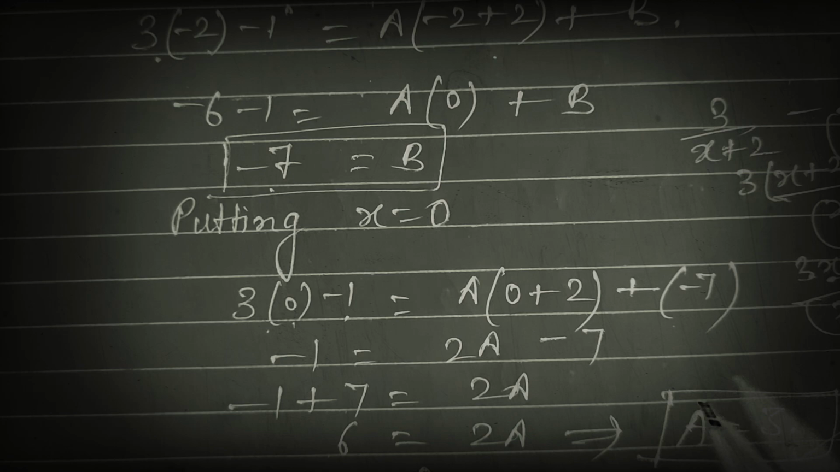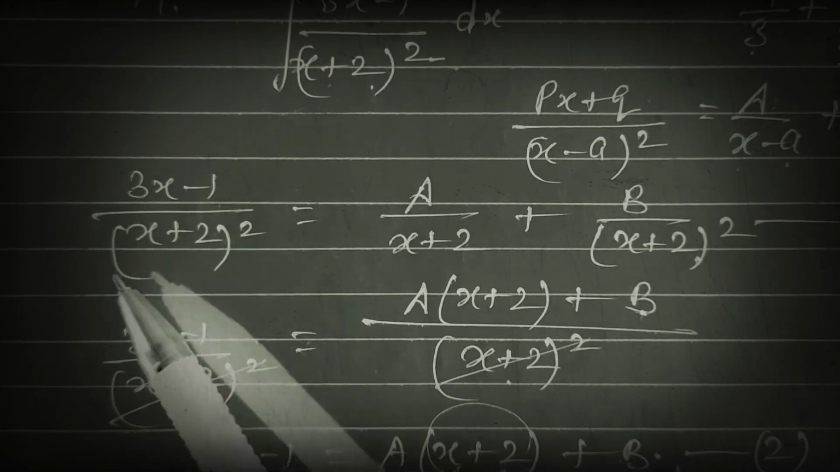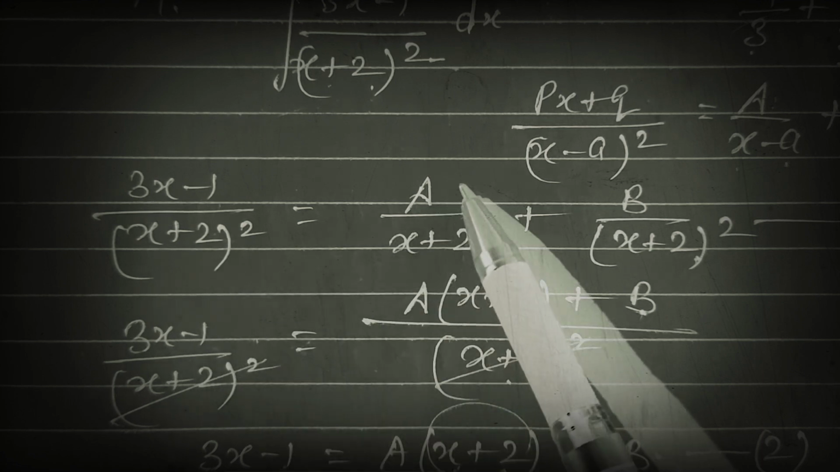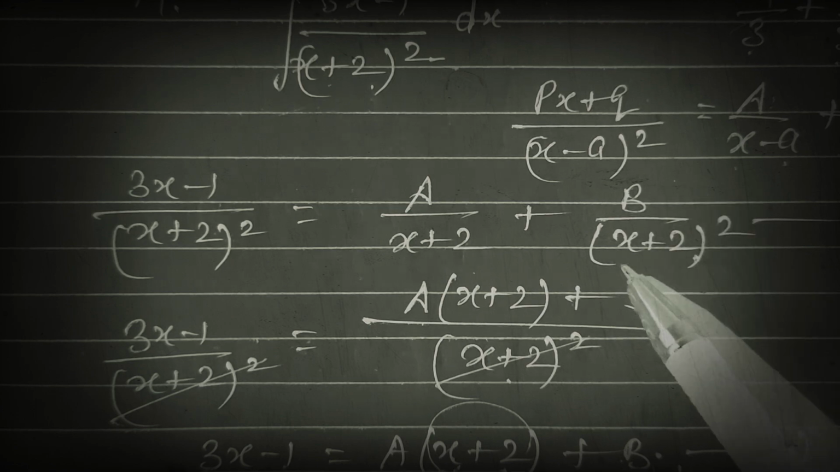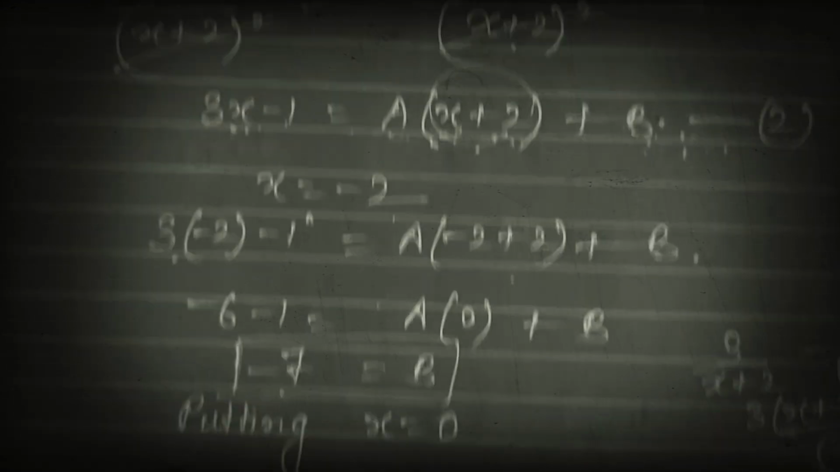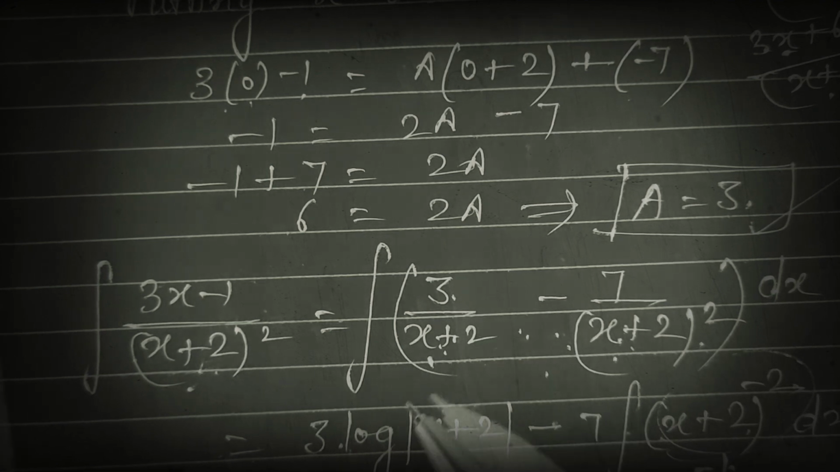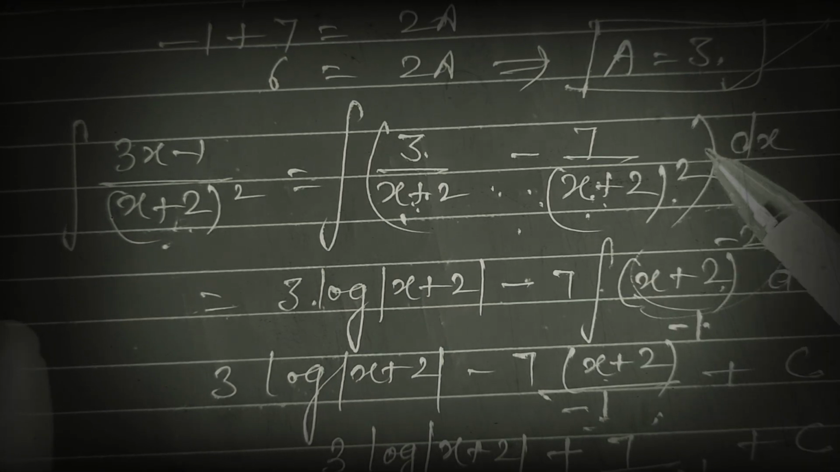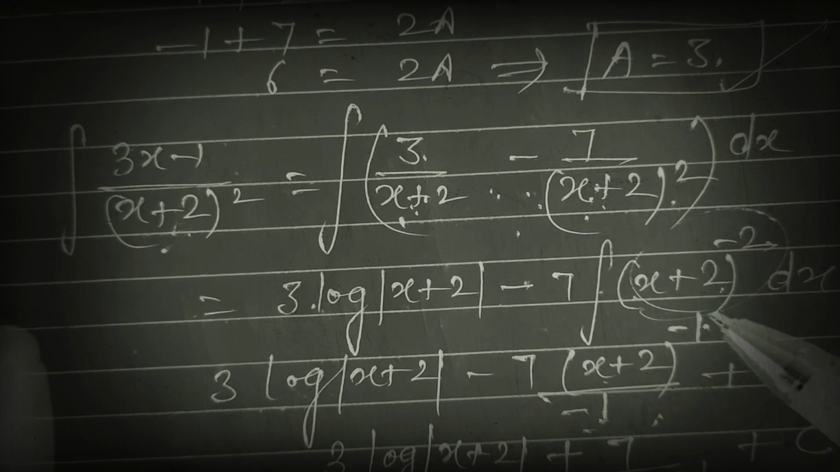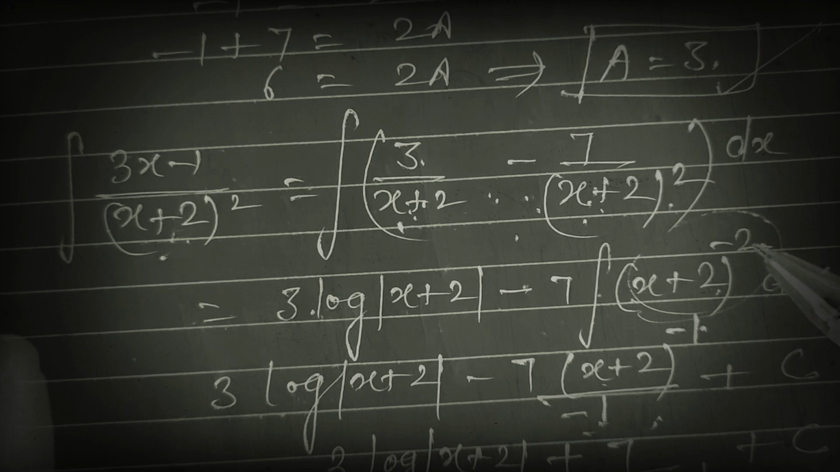Then we will put the values of a and b in the first equation. (3x minus 1) upon (x plus 2) whole square we can write as 3 upon (x plus 2) minus 7 upon (x plus 2) whole square. Clear? So 3 as it is. The integration of 1 upon (x plus 2) is log of (x plus 2). Minus 7 as it is. 1 upon (x plus 2) whole square we can write as (x plus 2) power minus 2.